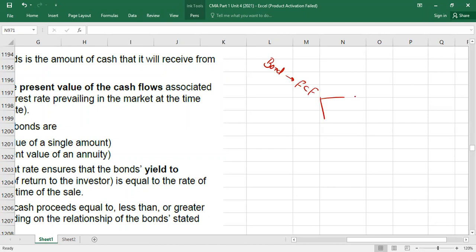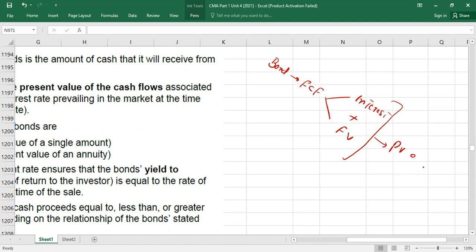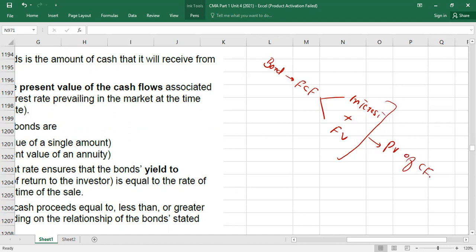Number one, the company will pay interest every year or twice a year, right? Number two, at maturity the company will return the face value also. So these are the future cash flows which belong to the bonds. What we are going to do is calculate the present value of future cash flows, converting these cash flows to today's values.